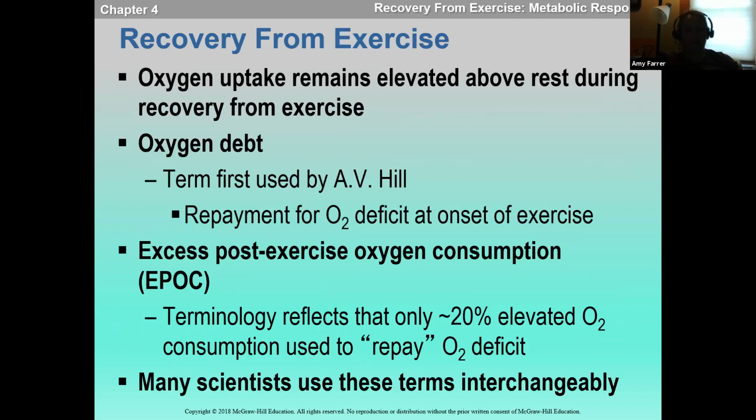When we look at recovery from exercise, oxygen uptake remains elevated above rest during the recovery. Remember, we have to repay that deficit from the beginning, all right?